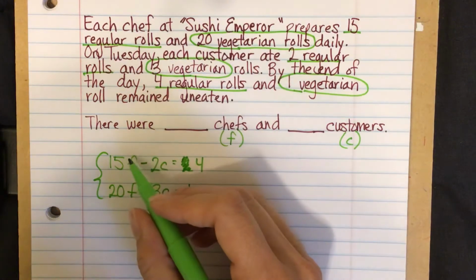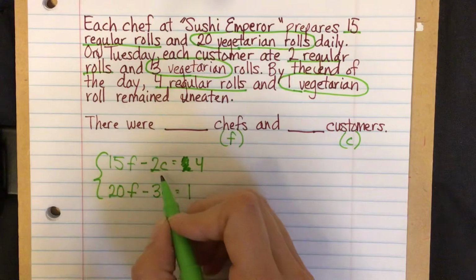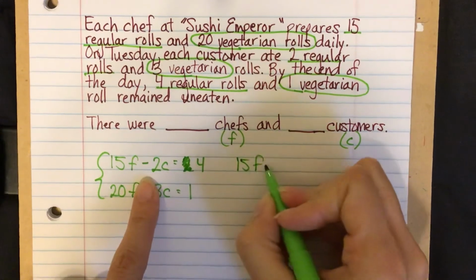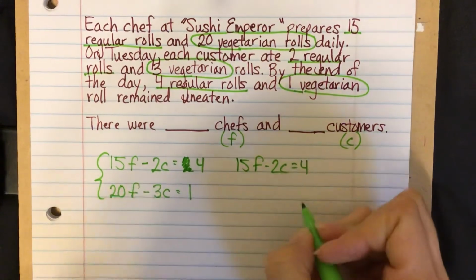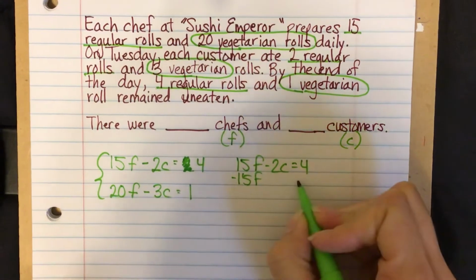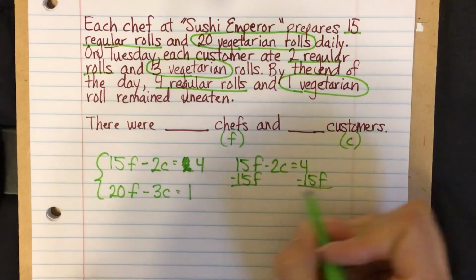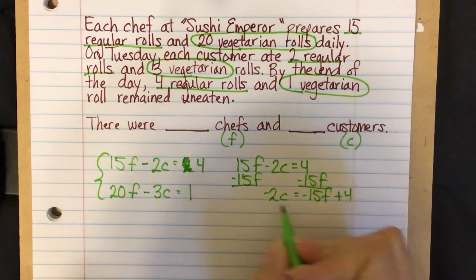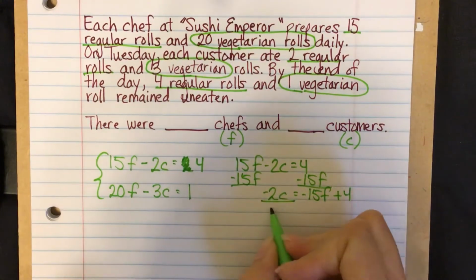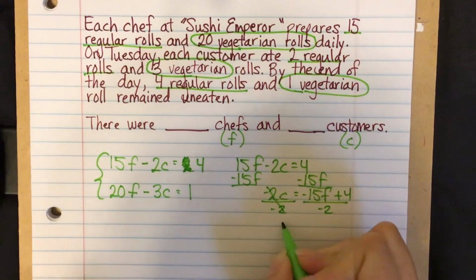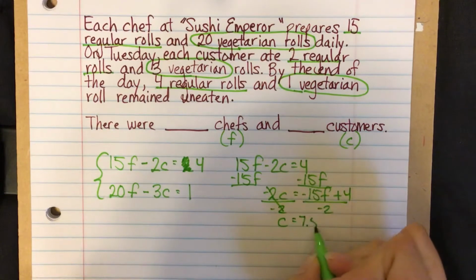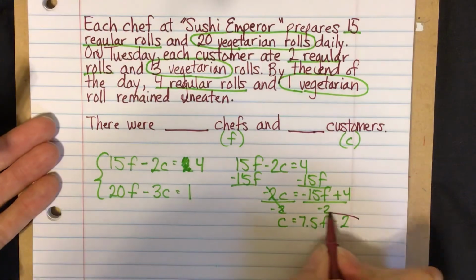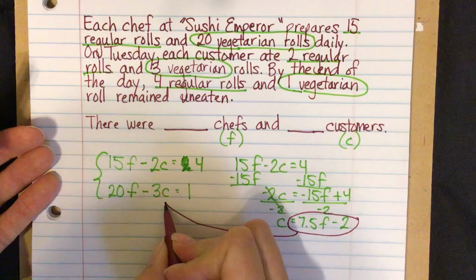I'm going to start by solving for a variable, and I think I'm going to try to solve for the C right here. So let me rewrite this equation. We're going to subtract 15F from both sides, and we'll have negative 2C is equal to negative 15F plus 4. I will divide both sides by negative 2, and I'll get that C is equal to 7.5F minus 2. Now I'm going to take what I know C to be, and plug it in here for C.